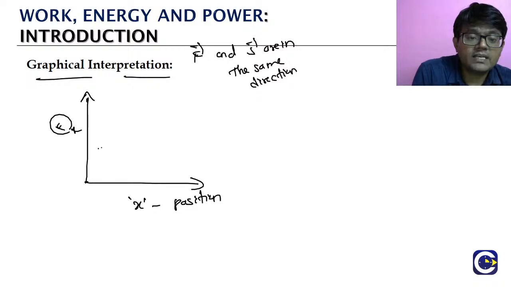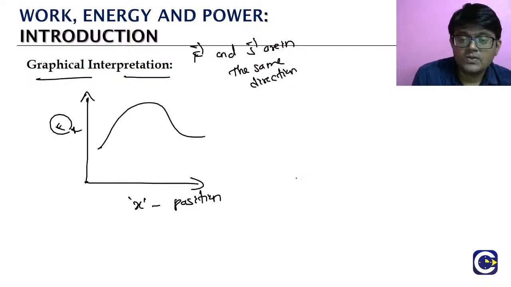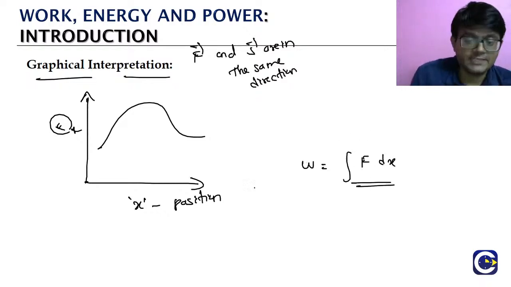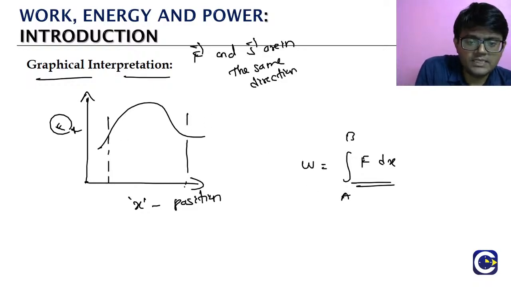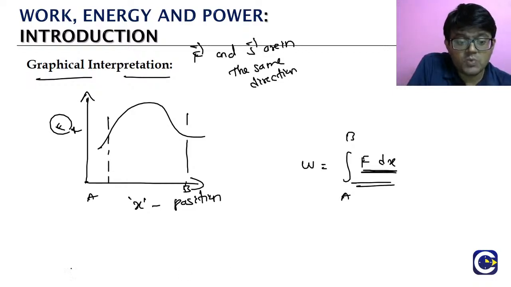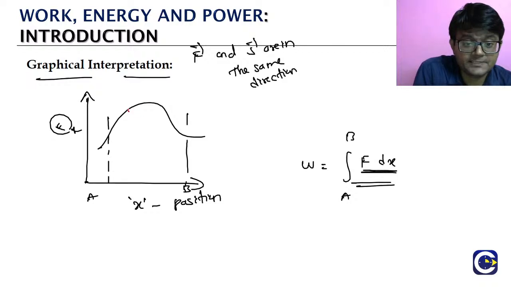Okay, now look at this. If they are giving us a graph, what is the work done that we have? Integral f dx, right, between the limits a to b. So for example, if these are the limits, this is a and this is b, what is this f dx? If you take a very small displacement dx, the corresponding force, what is this?